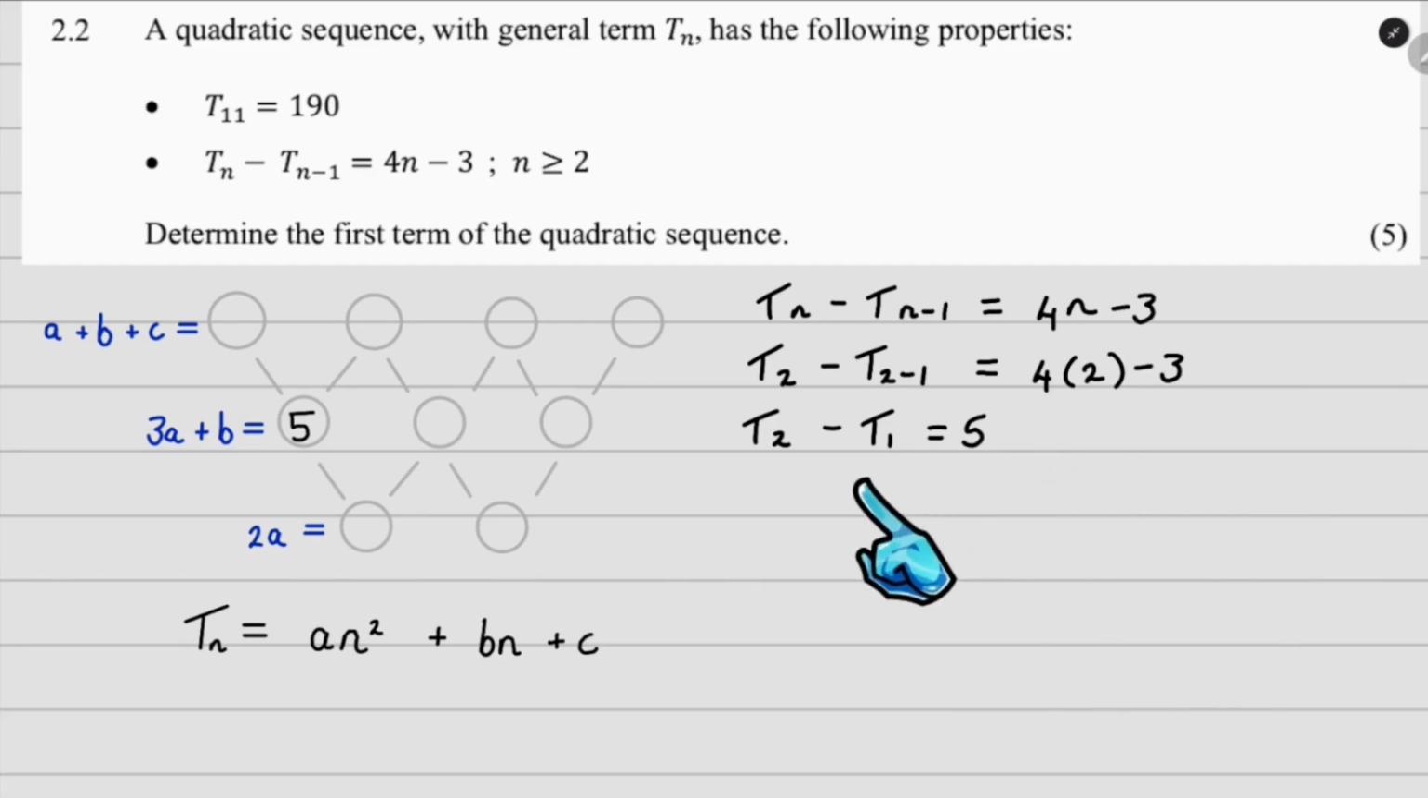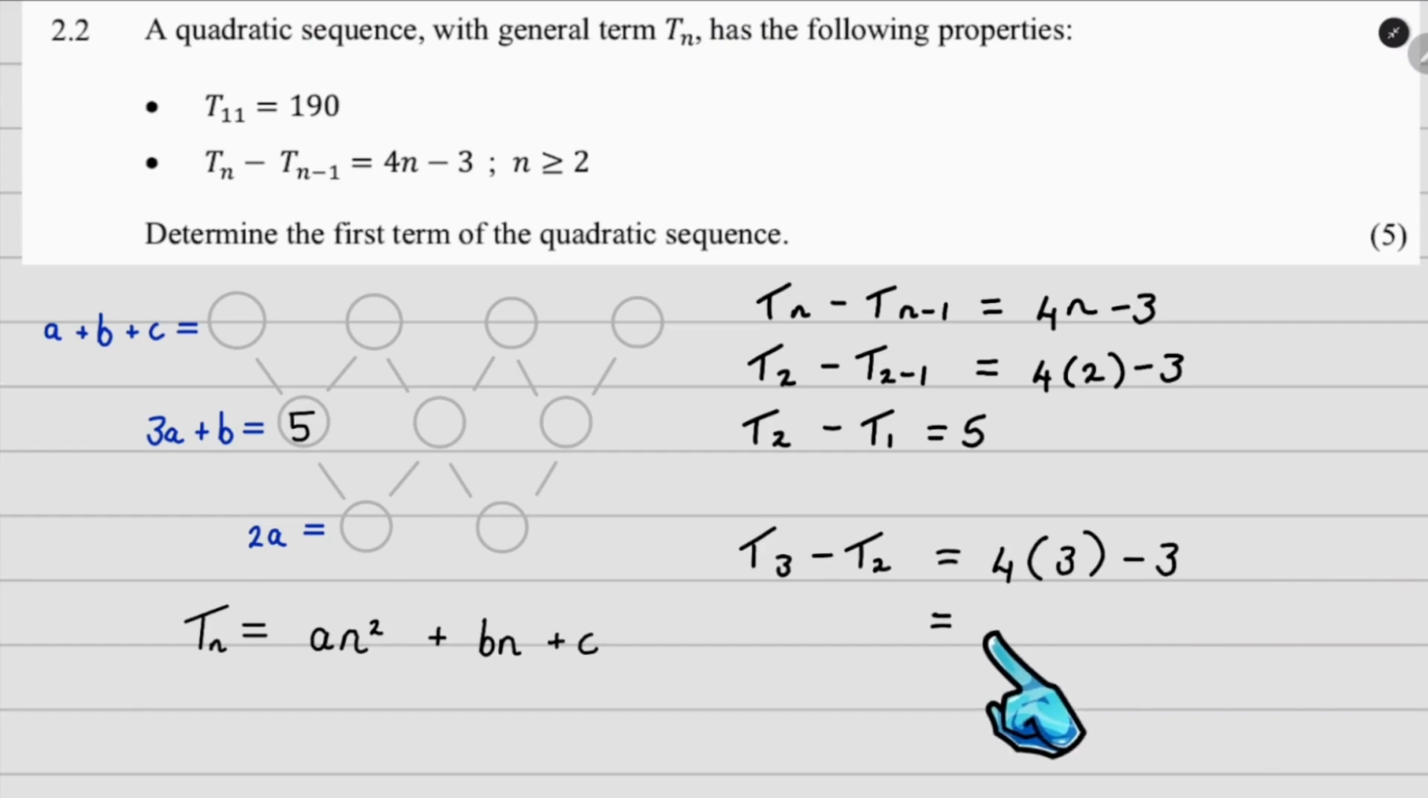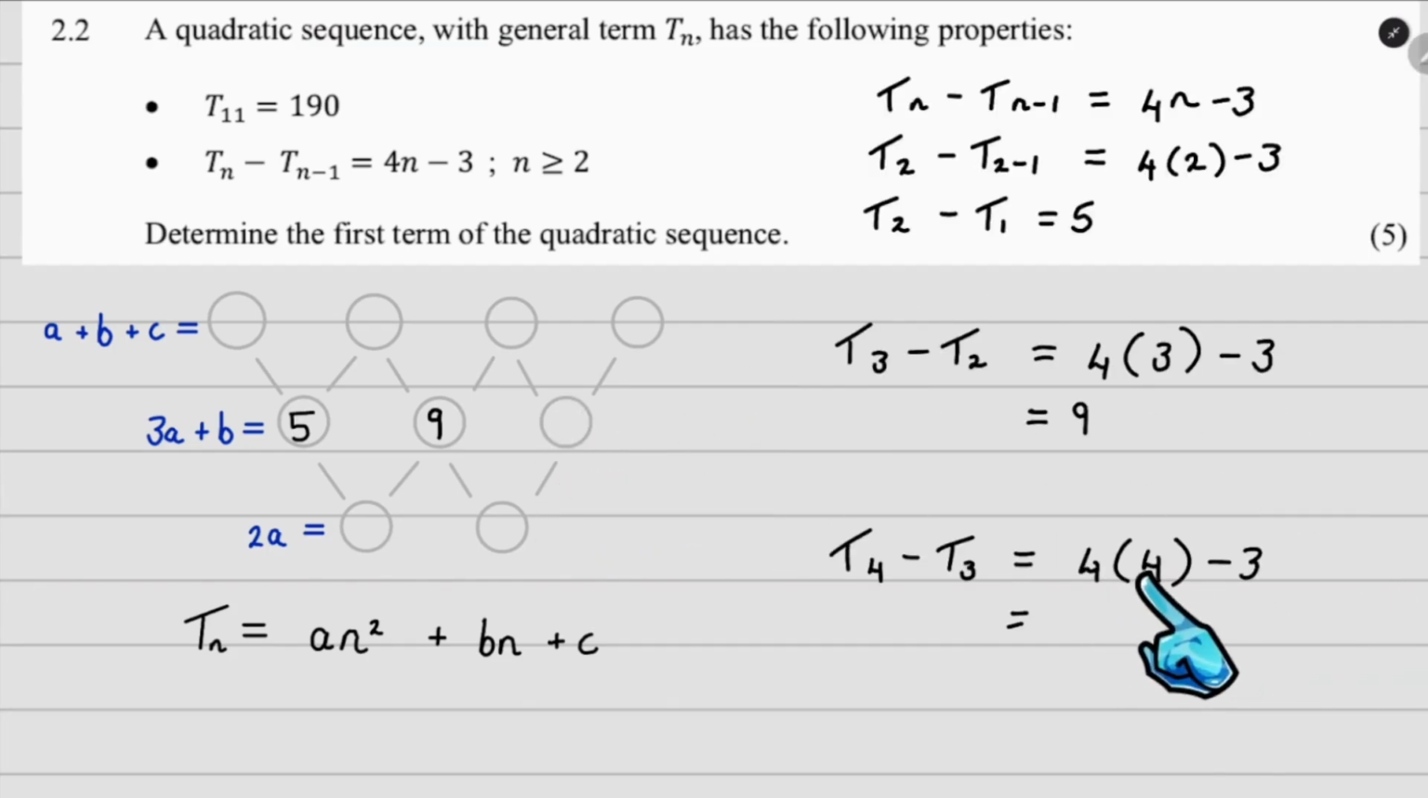Okay, now I'm going to repeat that procedure with a 3 instead of a 2 to get the next one. You just go up by a whole number, so 2, 3, 4. Okay, 4 times 3 is 12. 12 minus 3 will give me 9. So my next number over there is a 9. And just for comfortability's sake, let's get this out quickly. 4 times 4 is 16. 16 minus 3 gives me 13. Now that we've extracted those three, we can see we're adding 4 each time. So this number over here is 4.